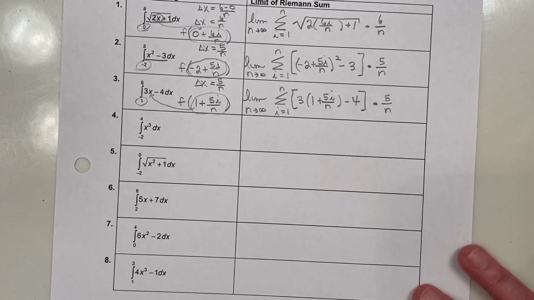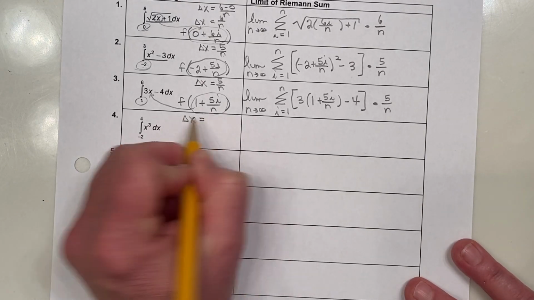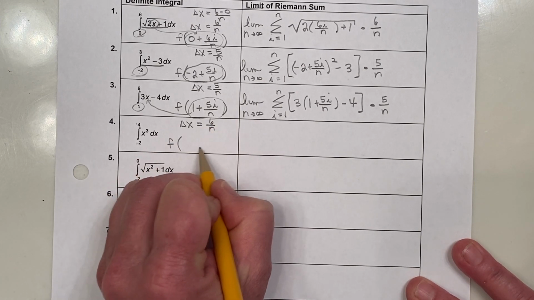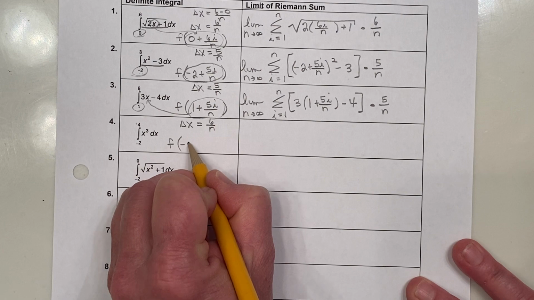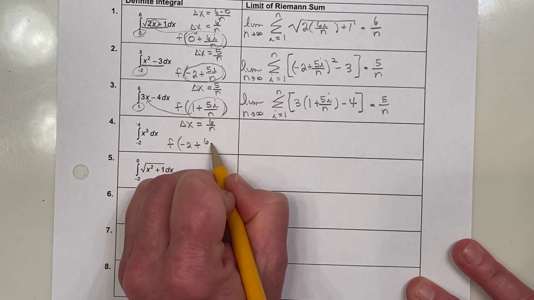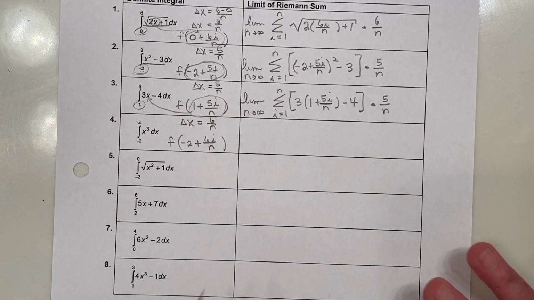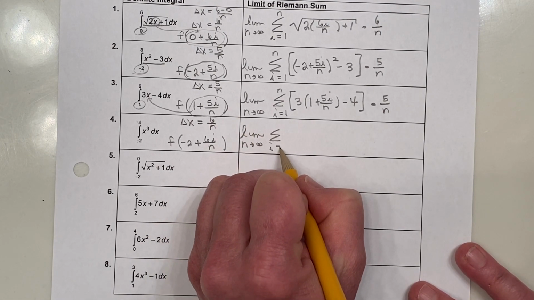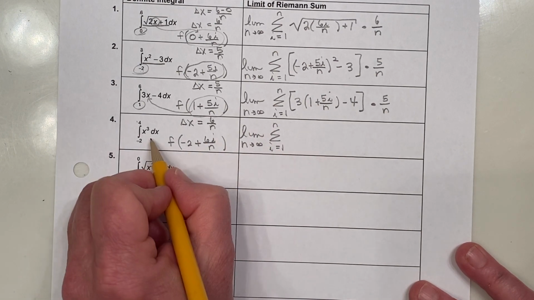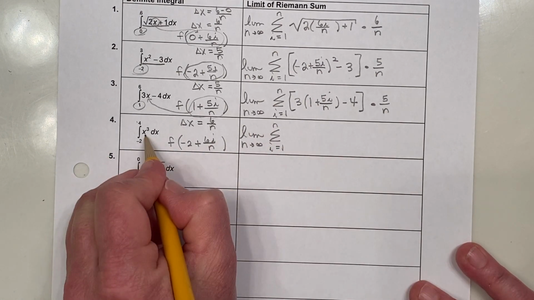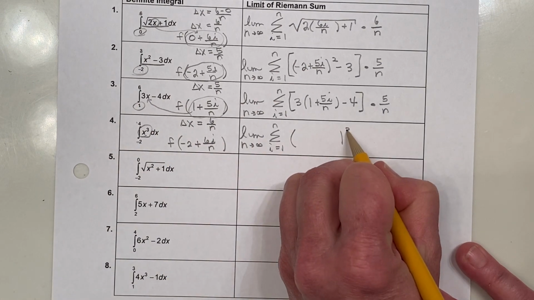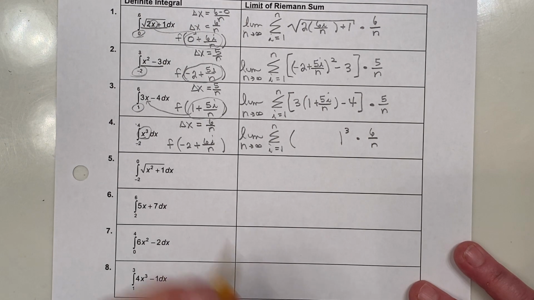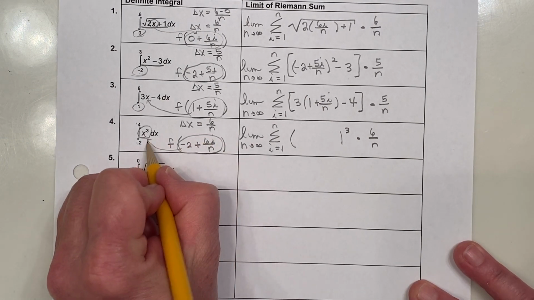Okay, number 4. You try some. 4 minus negative 2 is 6 over n. My first x is negative 2, plus I want to increase it by 6i over n widths. Okay, right here we want the height. That's determined by the function, so it's x cubed. And then I'm going to do times 6 over n. It's your new x.